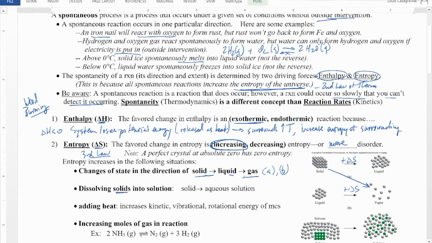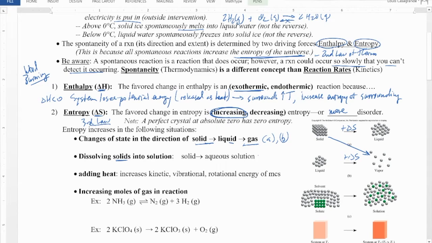Dissolving solids into a solution, this is letter C here, is getting more spread out and giving us a larger state, more ways of doing things, more disordered. So that's a positive delta S on letter C as well.